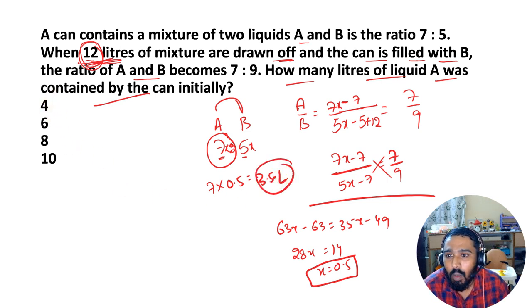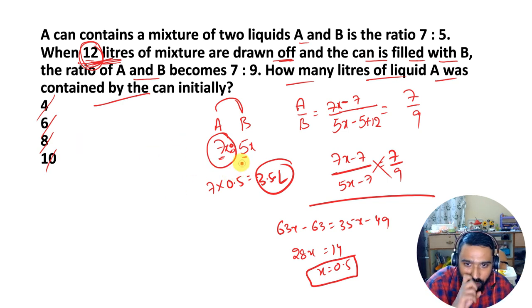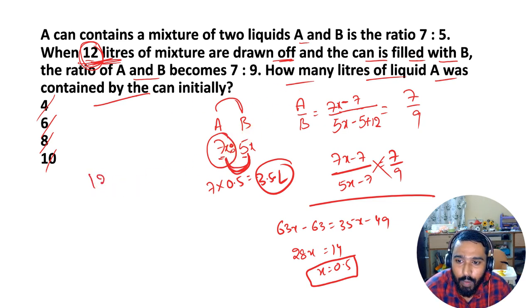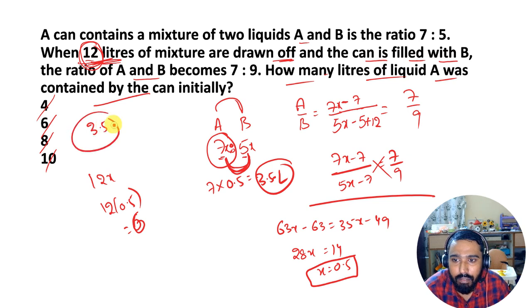Now here the options are wrong, because I made a mistake while giving the options. The mistake which I did is, I thought the question asked for the total. I just calculated the total. Total is equal to 12x, right? So 12 into 0.5 should be equal to 6. I had taken that as the total, otherwise the answer here should be 3.5 liters.